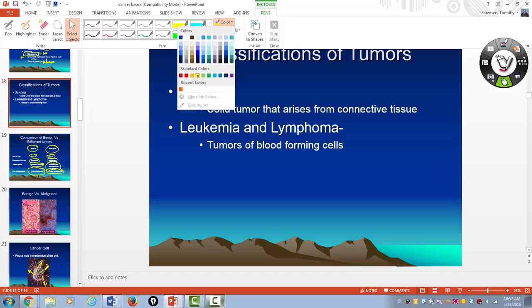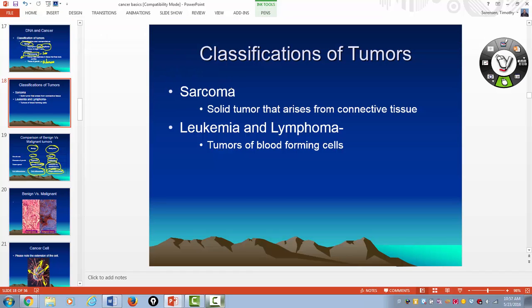Then you have sarcoma. Sarcomas are cancers of connective tissue. Muscles are connective tissue. Blood, connective tissue, but there's a further classification. There's a condition called rhabdomyosarcoma, and that is cancer of skeletal muscle.